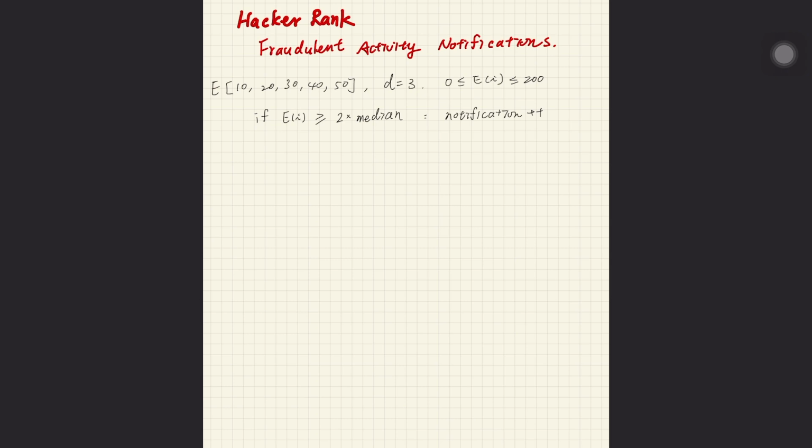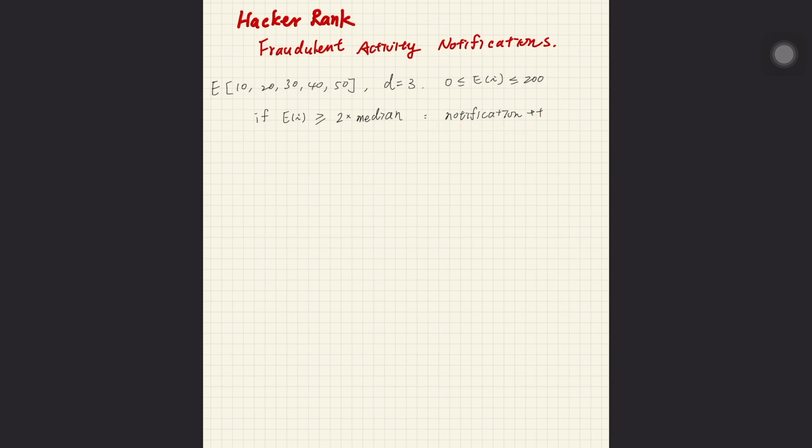In this window, we have 10, 20, and 30, so the median number is 20. If E of I is greater than or equal to 2 multiplied by the median, where E of I is the first element after the window, which is 40, then we add our notification count by 1.